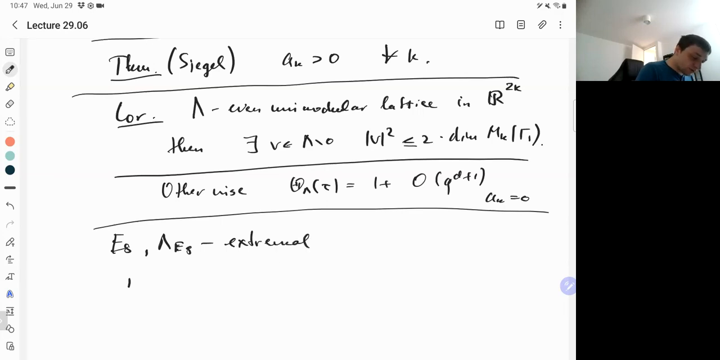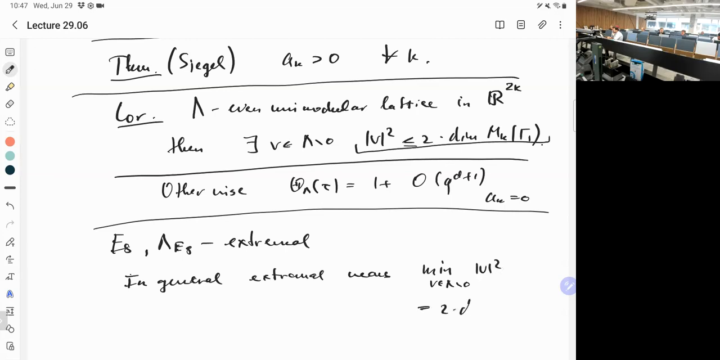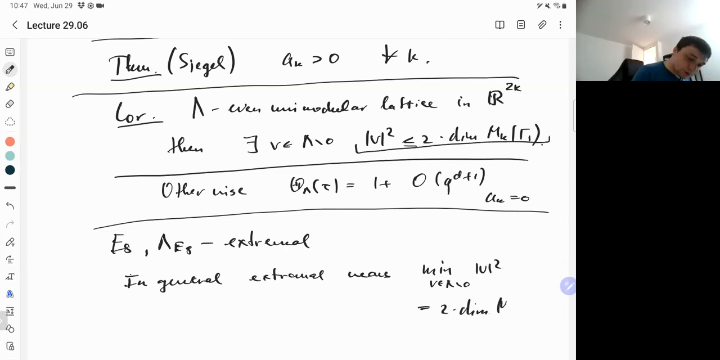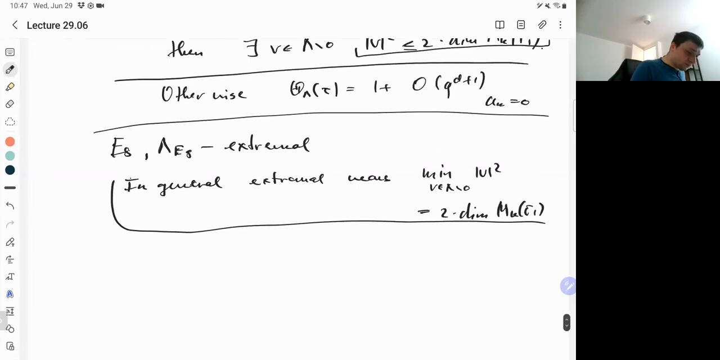And in general, extremal means that the minimal norm is exactly equal to 2 times the dimension of M_k(Γ_1). And it might seem that these lattices are extremely good for sphere packing, and in fact, we know in the first few cases that they are.